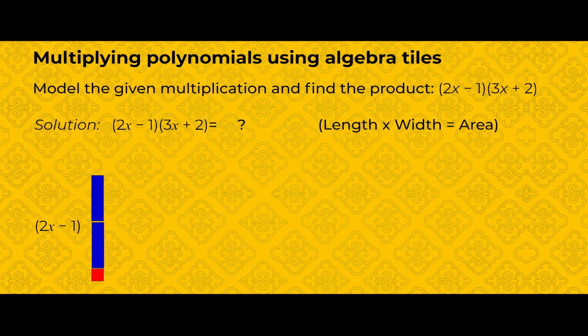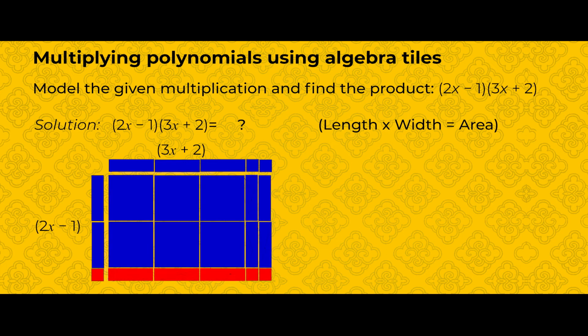The other polynomial, 3x plus 2, I take its dimensions using the tiles and arrange it horizontally. So I have 3x tiles, and we have plus 2. To represent that, I will use two positive unit tiles. Now that I have the framework of the dimensions, I'm going to create a rectangle to match the frame. So I draw the rectangle.